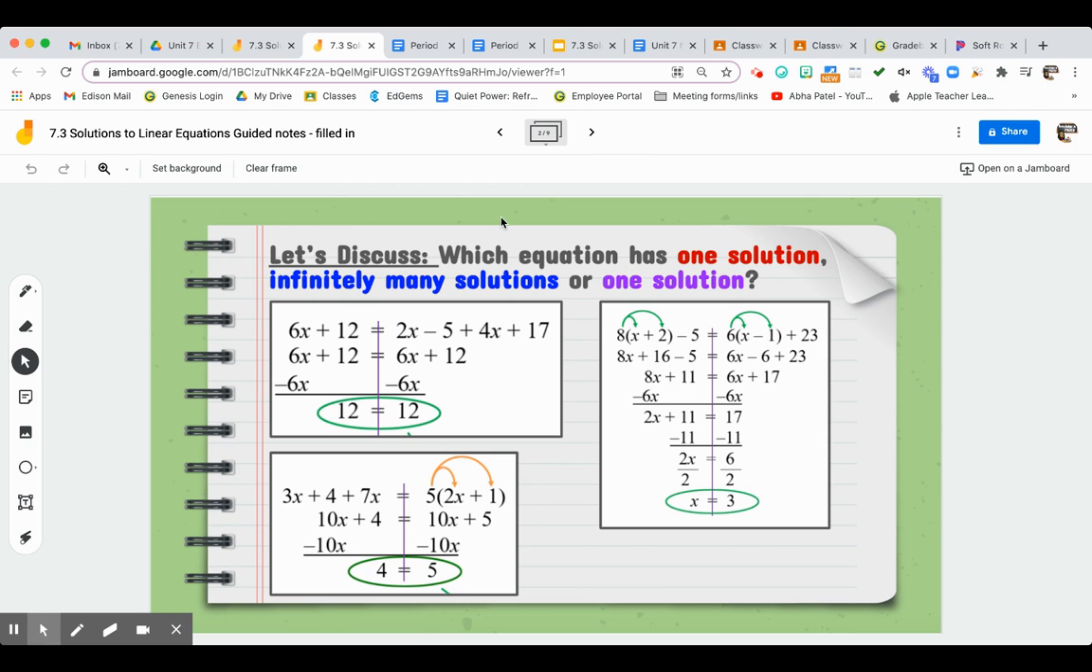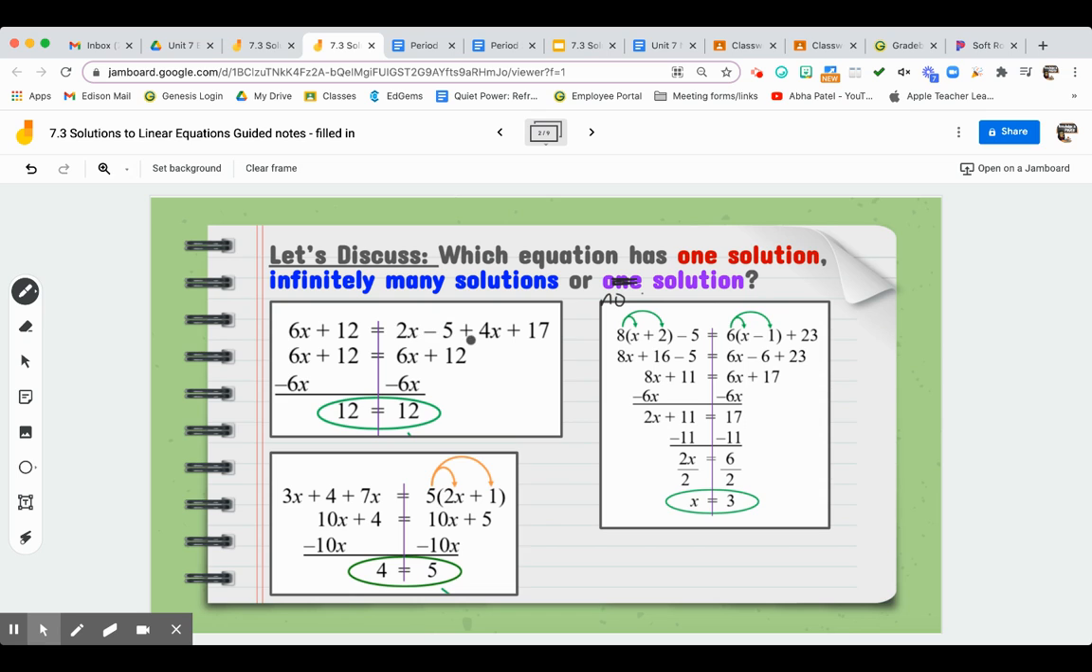So let's look at this. Which equation has one solution, infinitely many solutions, or no solutions? I'm going to make sure I edit that in your notes, but this should be no solution. Okay, none. No solutions. All right, so let's look at these answer choices.